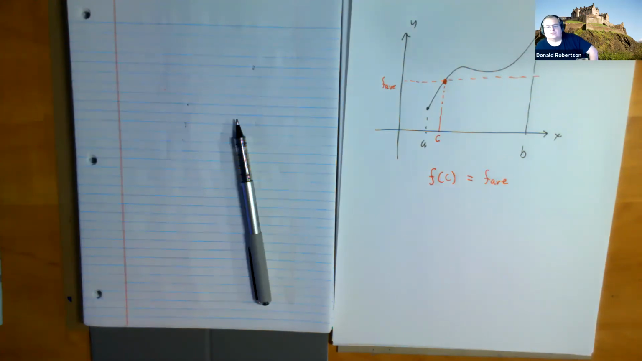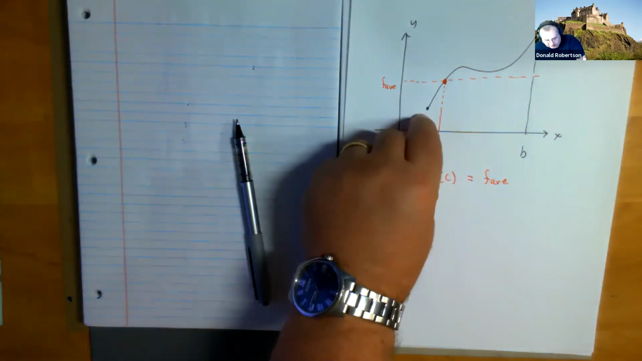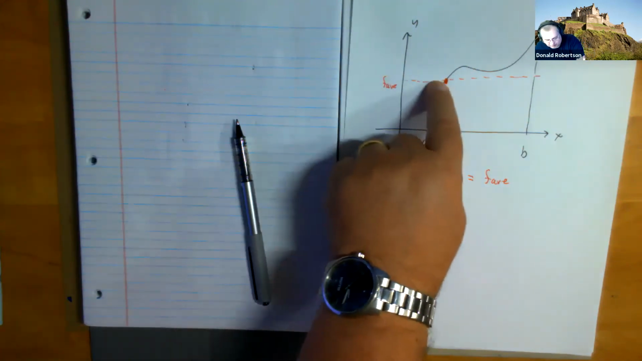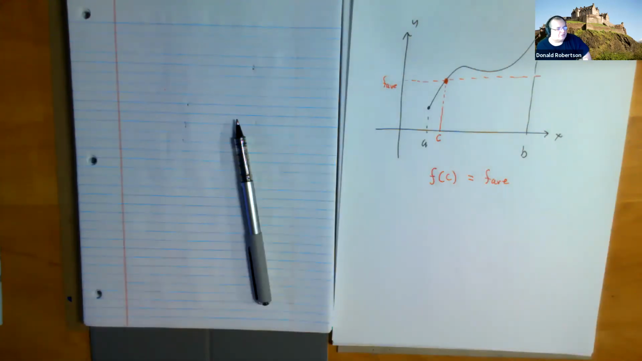The logic goes something like this. If a curve starts here and it's continuous and it finishes here, and it has an average value, then shouldn't there be at least one place, at least one, there might be 2 or 3, where the curve has the same value as the average? Does that make sense?